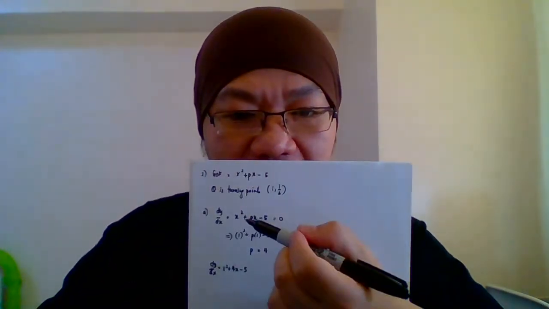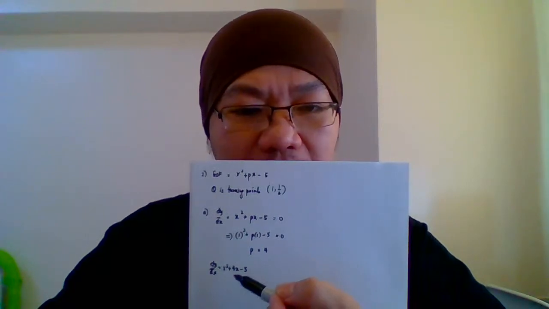Therefore, dy dx actually is x squared tambah 4x tolak 5. That is your dy dx. Okay, just update the value of b plus 4. Okay, now what's the second question? So first sudah settle A.